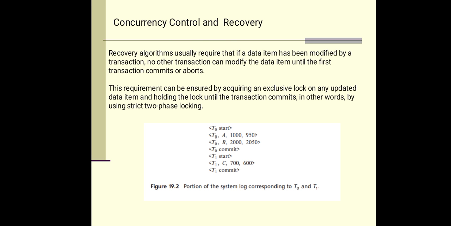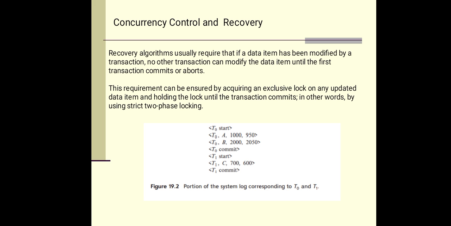Recovery algorithm, the basics of what exactly recovery is, and what the different causes of recovery are, we have seen in the previous videos. So recovery algorithms usually require that if a data item has been modified by a transaction, no other transaction can modify the data item until the first transaction commits or aborts. So at a time only one transaction may get executed. This requirement can be ensured by acquiring an exclusive lock on any updated data item and holding the lock until the transaction commits. In other words, it is the strict two-phase locking protocol.